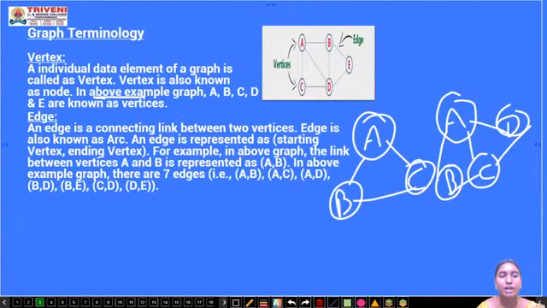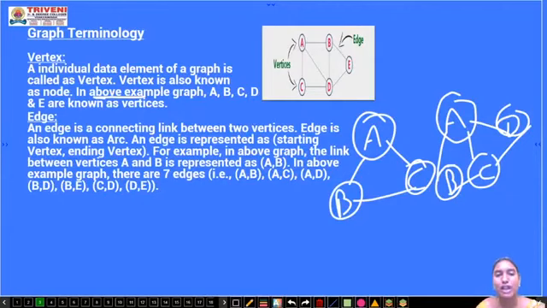An individual data element of a graph is called a vertex. Vertex is also known as a node. In the above example graph, A, B, C, D and E are known as the vertices. An edge is a connecting link between two vertices. Edge is also known as an arc. And an edge is represented by the starting vertex and the ending vertex.